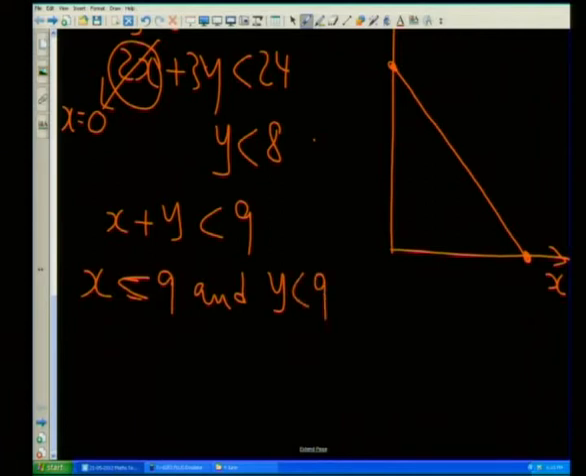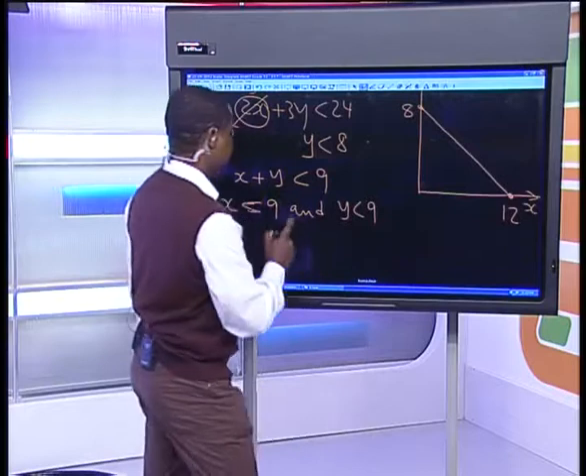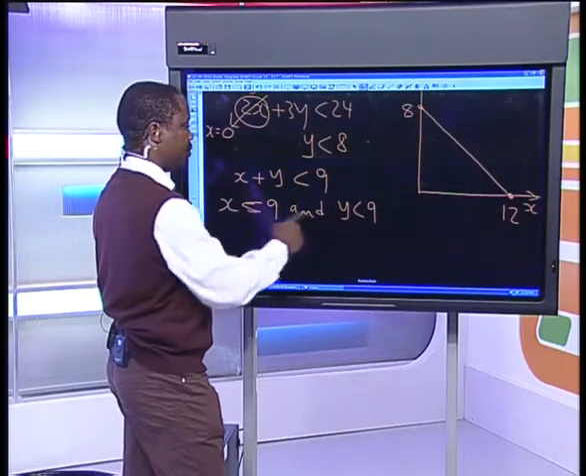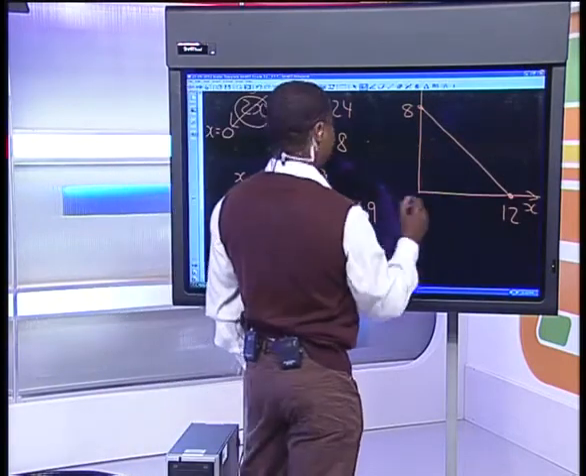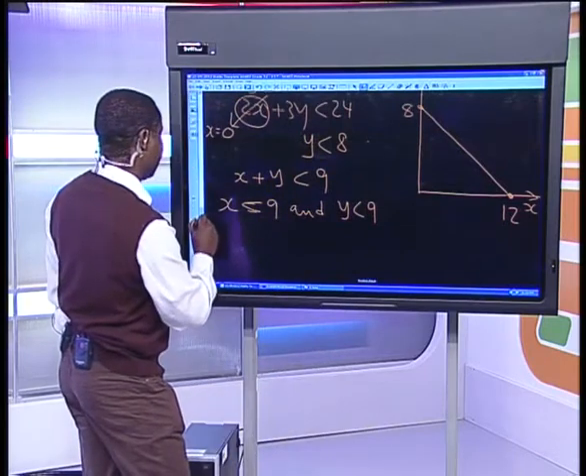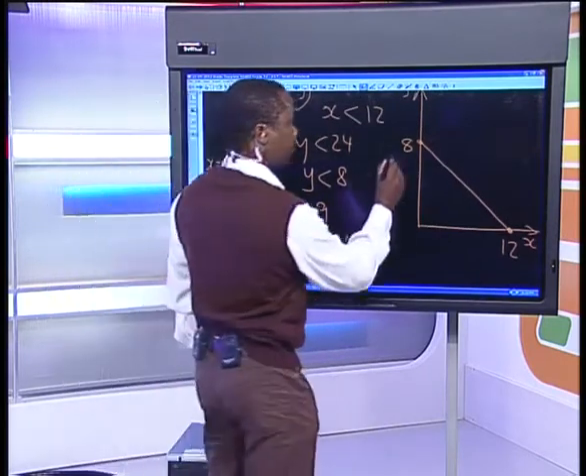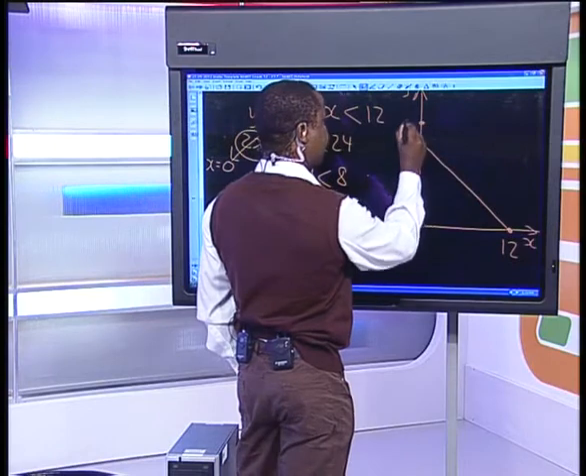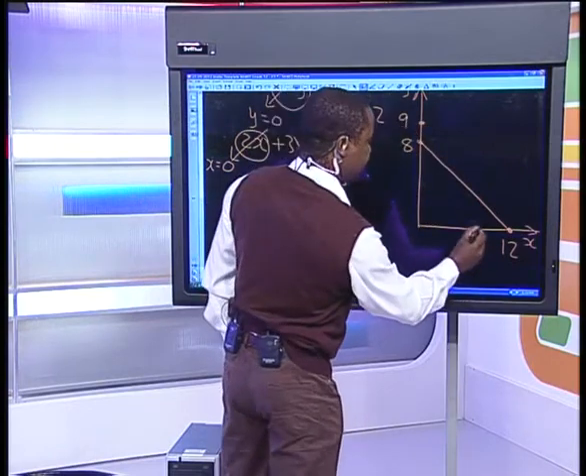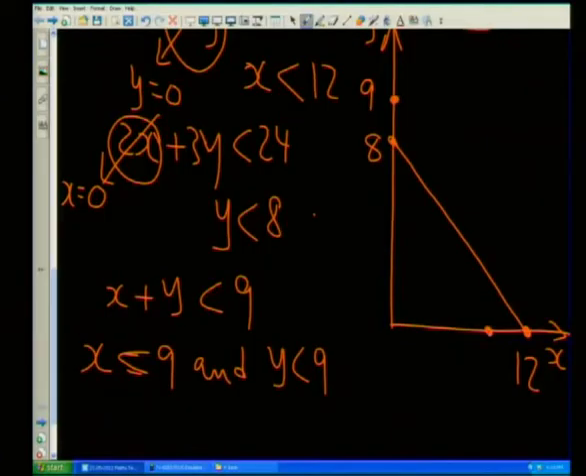Remember, this was 12. Was it y equal to 8? And that was 12. Okay, we now have x and y at 9 and 9. You have to plan your axes very well if you're not given a graph paper. So this will be 9 over there and 9 somewhere there. You join those two.